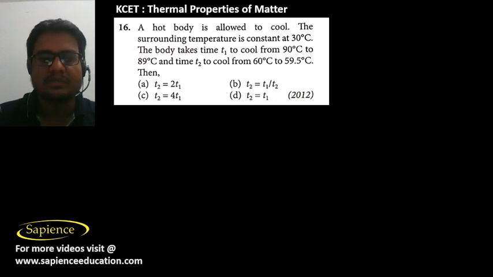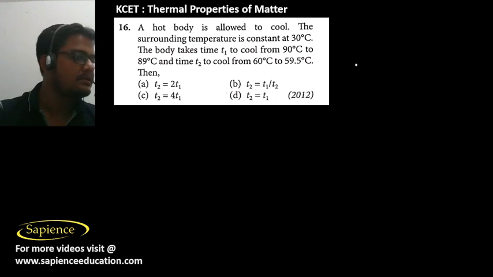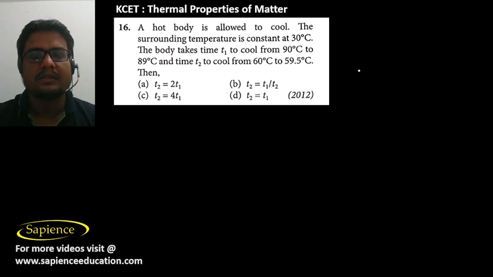So we shall start off with question number 16. Here it is told that a hot body is allowed to cool down. The surrounding temperature is constant at 30 degree Celsius. The body takes time t1 to cool down from 90 degrees Celsius to 89 degrees Celsius, and time t2 to cool down from 60 degrees Celsius to 59.5 degrees Celsius.